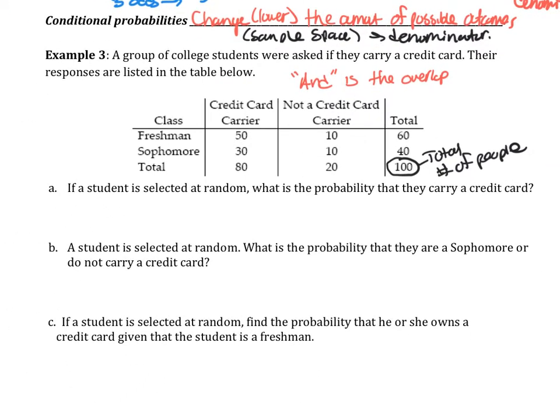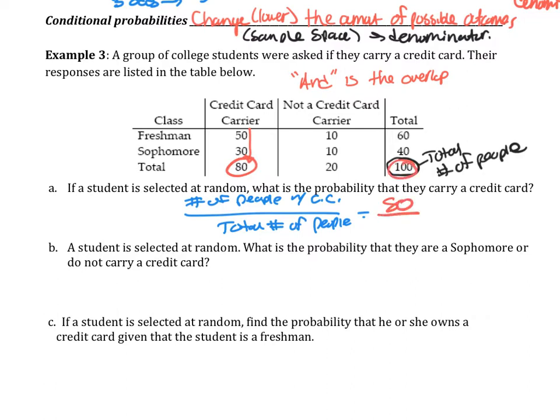So letter A, if a student is selected at random, what is the probability that they carry a credit card? So probability that they carry a credit card would just be the number of people with a credit card divided by total number of people. So here, we don't care if they're freshman or sophomore, we just care if they have a credit card or not. So it's just the total number of credit card carriers over the total number of people. So it'd be 80 over 100, or 0.80.